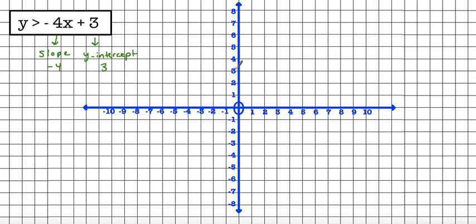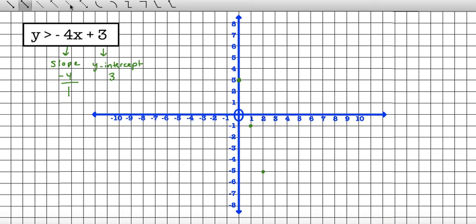So on our graph, we're going to start at 3. And then since our slope is negative 4 over 1, we're going to go down 4, 1, 2, 3, 4, to the right 1, and so on. Because it's y is greater than, we are going to use a dashed line here. Just going to extend my line on both sides.